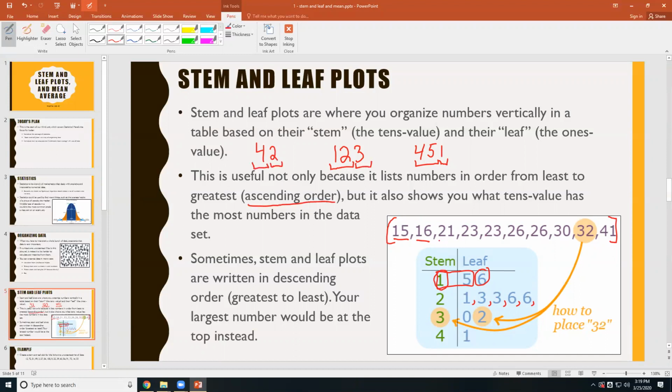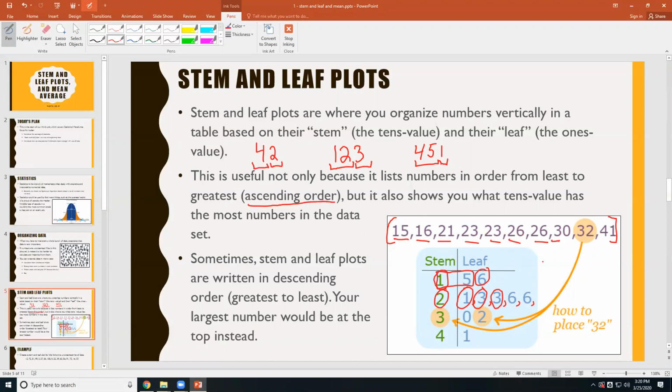So for some of the other numbers in here, of course, 21 has a new stem, a stem of 2, and the leaf is 1. 23 is 2 and 3, so there's that. But notice there's another 23, so they have to list a 3 again, right? So 23 is in the stem and leaf plot twice. Same with 26. There's a 2 and a 6, and a 2 and a 6. So in other words, those show up twice as well.